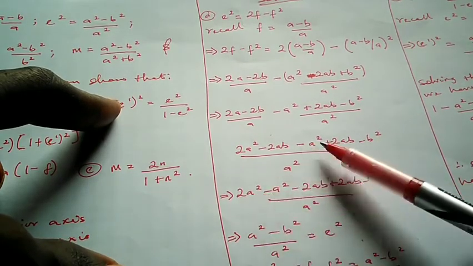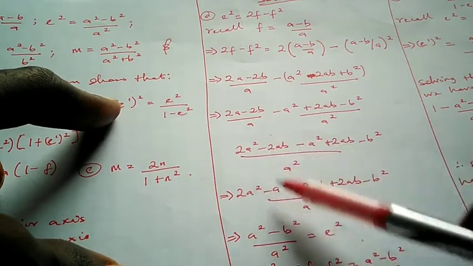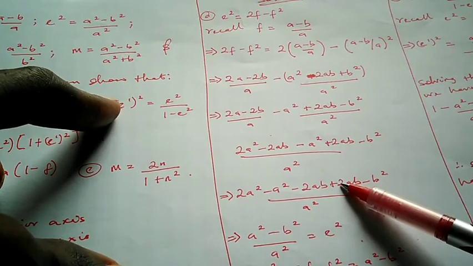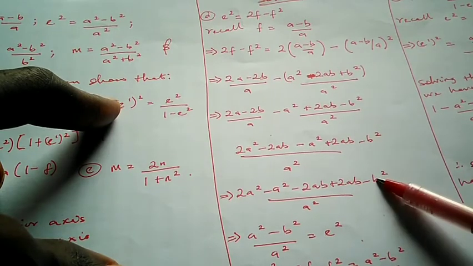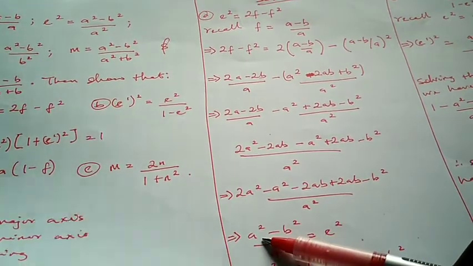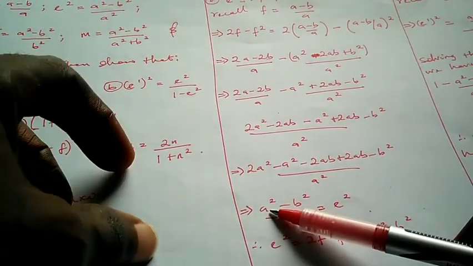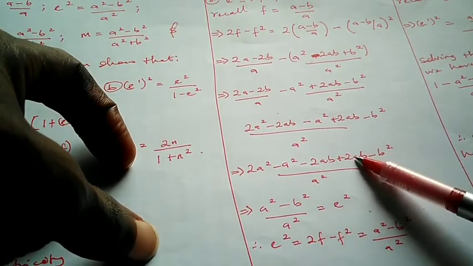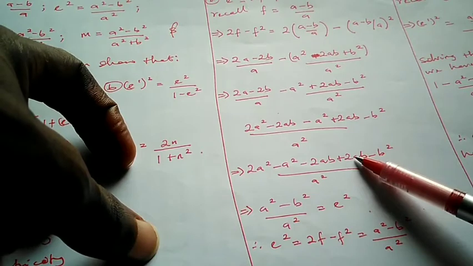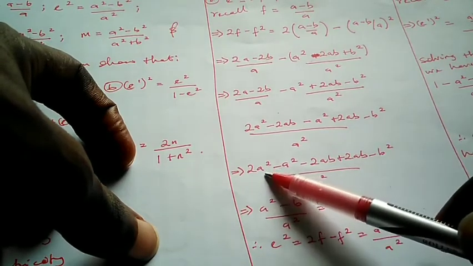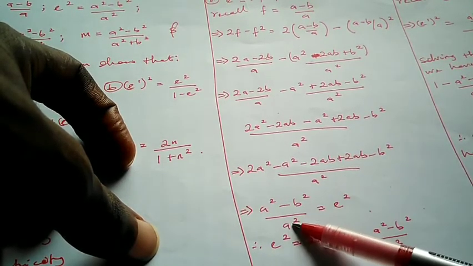So we have 2a squared minus a squared minus 2ab plus 2ab, then minus b squared. So 2a squared minus a squared automatically gives you 1a squared, which is the same thing as a squared. Good. Then minus 2ab plus 2ab gives you 0. Plus 1 minus 1 gives you 0. Then we have our minus b squared here. So we have a squared minus b squared all over a squared.